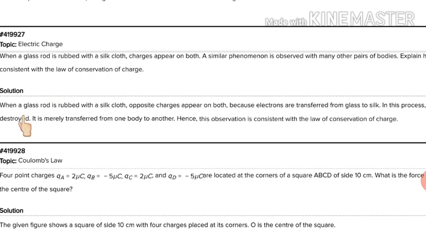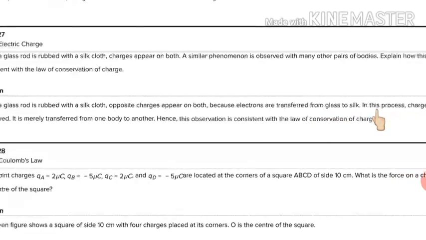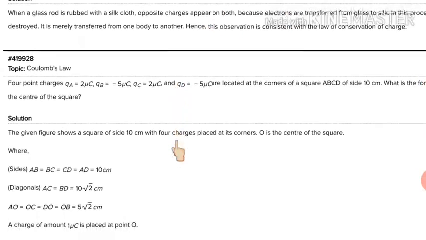So we can say that when a glass rod is rubbed with a silk cloth, opposite charges appear on both because electrons are transferred from glass to silk. So in this process, charge is neither created nor destroyed. It is simply transferred from one body to another. So if a glass rod is losing 5 electrons, then the silk cloth will gain 5 electrons. Hence this observation is consistent with the law of conservation of charge, because the net charge will again become 0.